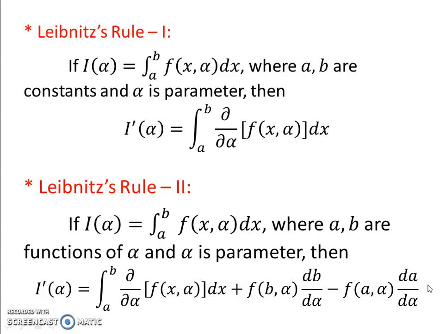If you observe the right hand side, the first term is the same as in Leibniz rule 1. Additionally, we get two terms. The second term is obtained by substituting x equal to b in f of x, alpha and multiplying by the derivative of b with respect to alpha, minus f of a, alpha into dA by d alpha. So, these are the two rules which we are going to use to solve the examples of DUIS. Let us solve some examples.